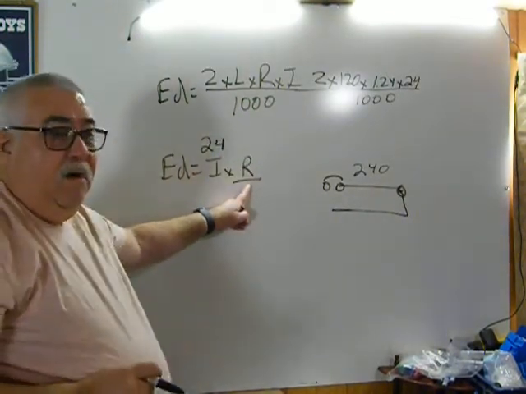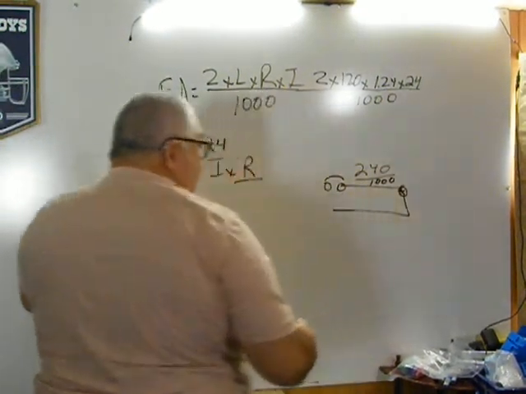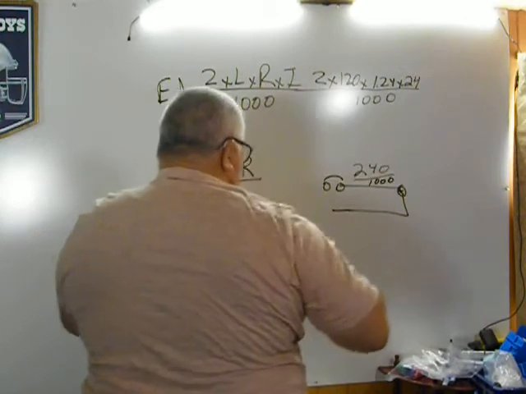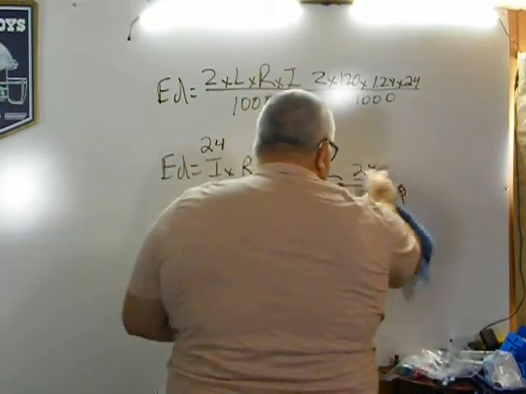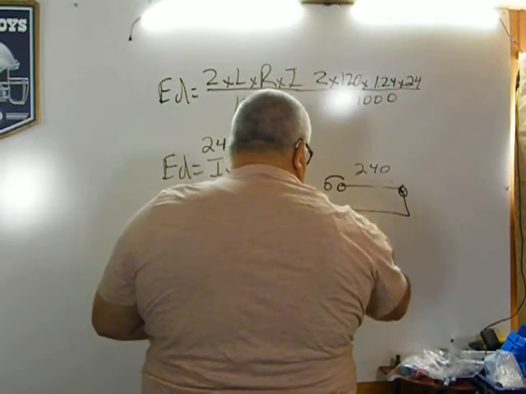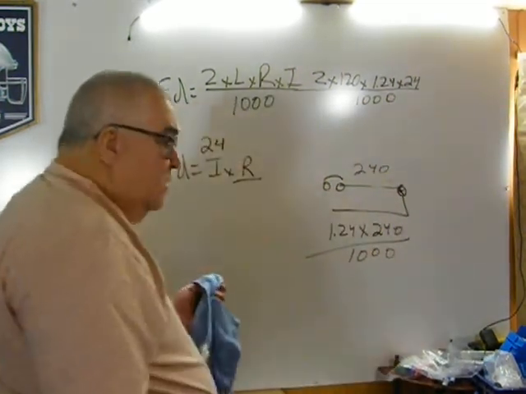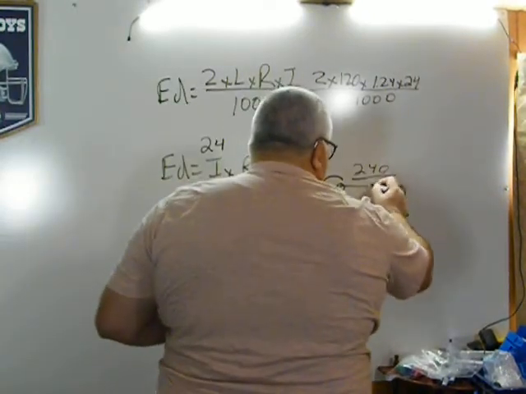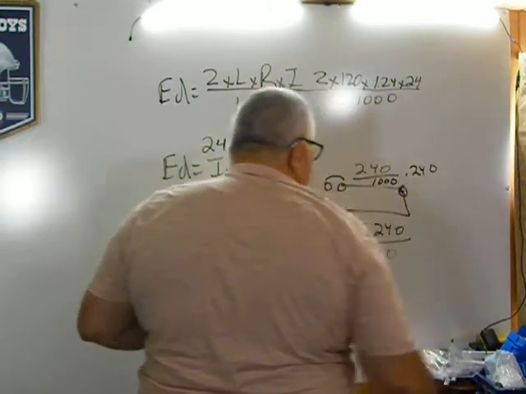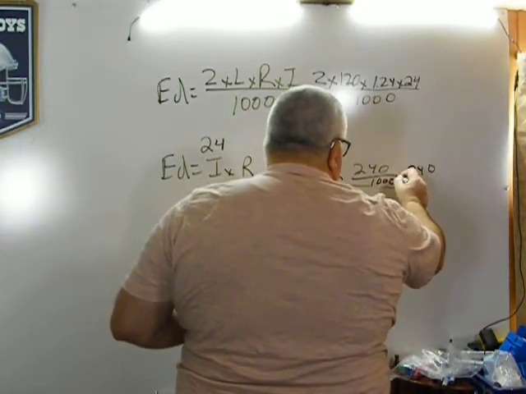So now we have to find R. We divide it by 1,000. So basically, to find R, it's 1.24 times 240 divided by 1,000. The way I did it yesterday is I got this and I divided by 1,000 and I came up with 0.240. Or 0.0, sorry.